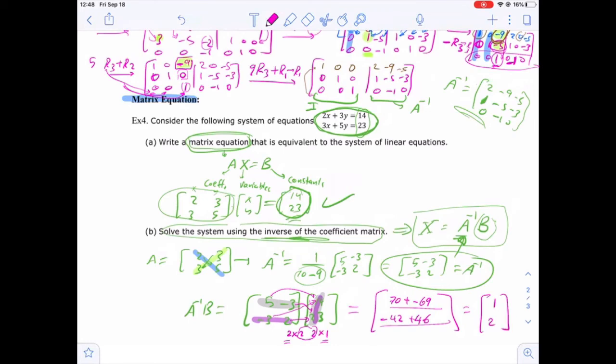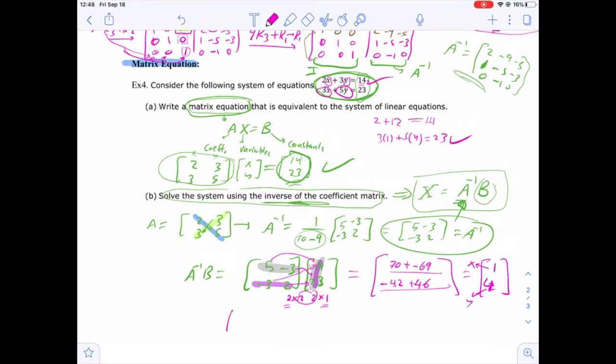Now, is this a solution? Yes, because this is x and this is y. Let's check. If we plug x here and y here, we should get 14. So x is 1, 2 times 1 is 2, plus 3 times 4. Okay, let's double check here. This is 4, sorry. Negative 42 plus 46 is 4. Now, 3 times 4 is 12, so the answer is 14. That's the right-hand side. So let's apply it on the second equation. 3 times 1 plus 5 times y, which is 4. Now 3 plus 20 is 23, so our solution is correct.